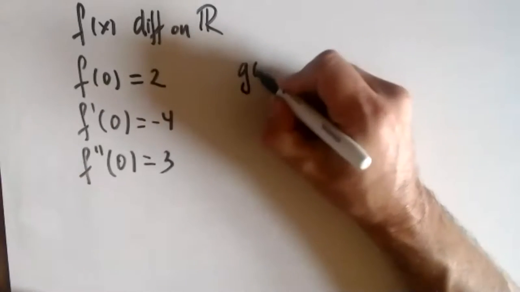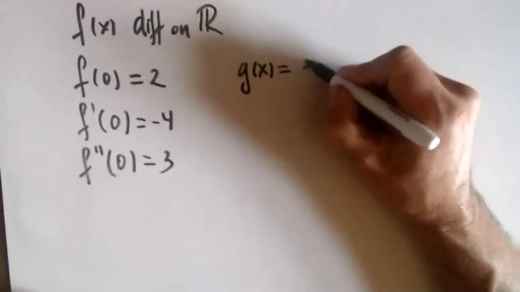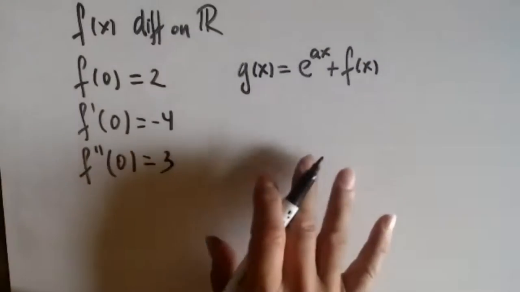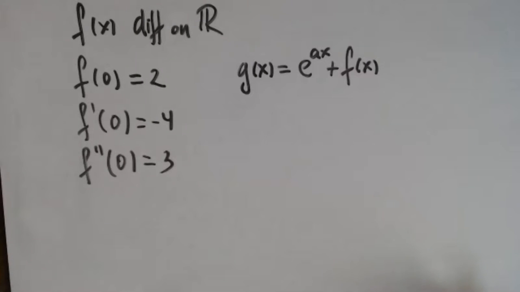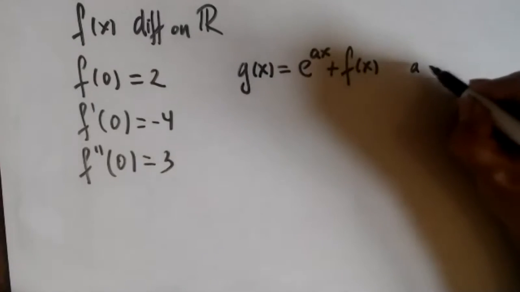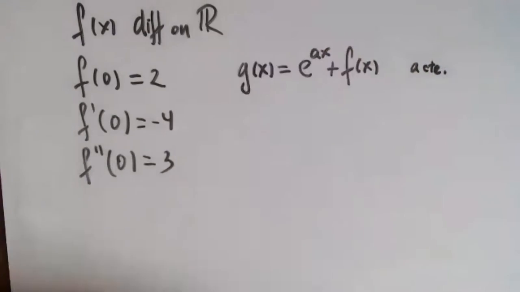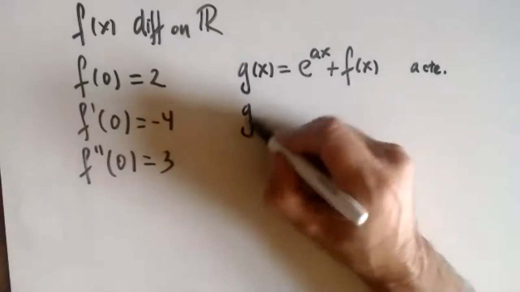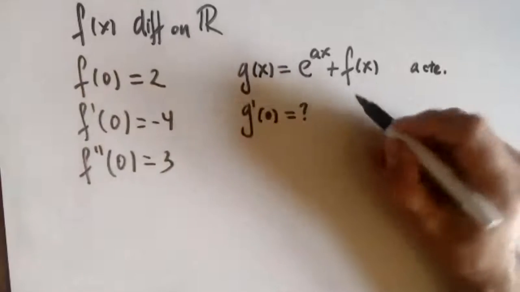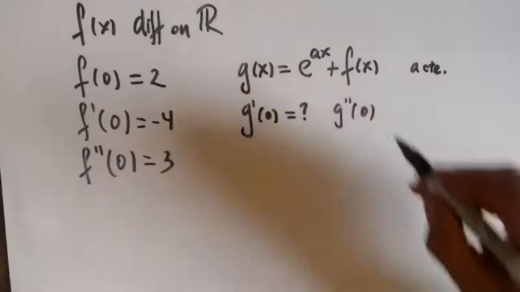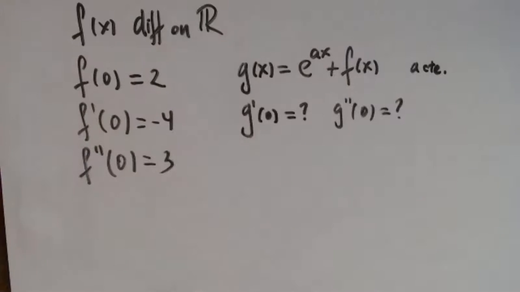Then we have the first question. The function g is given by g of x equals e to the ax plus f of x. So it's the combination of this function we don't know and the exponential. For all real numbers, where a is a constant. We have to find g prime of 0 and g double prime of 0 also, in terms of a. It's a show work problem, that's important.